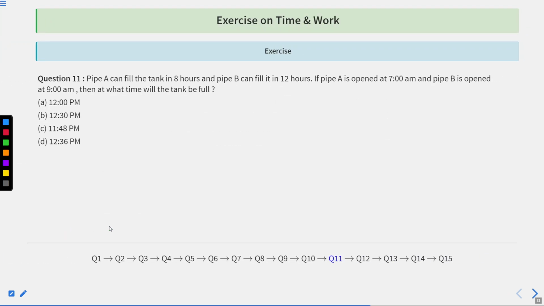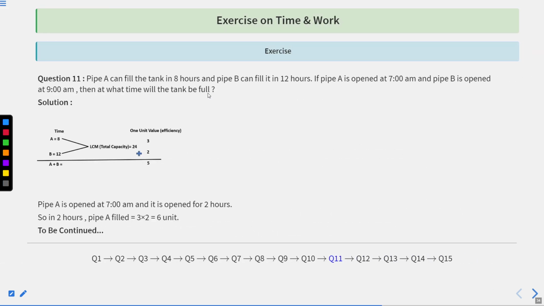Let us now move to question number 11. Pipe A can fill a tank in 8 hours and pipe B can fill it in 12 hours. If pipe A is opened at 7 a.m. and pipe B is opened at 9 a.m., then at what time will the tank be full?